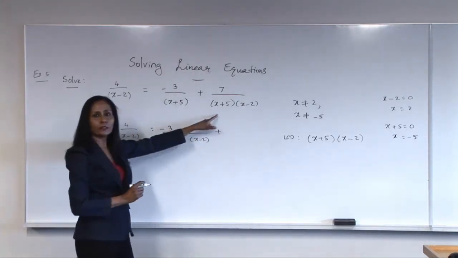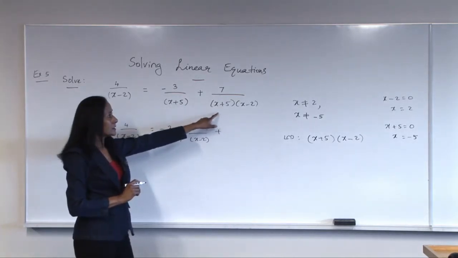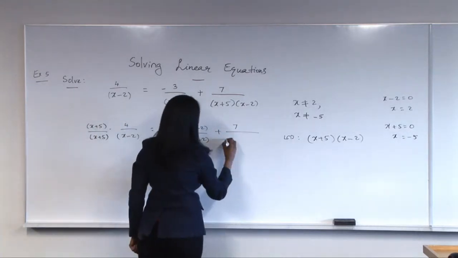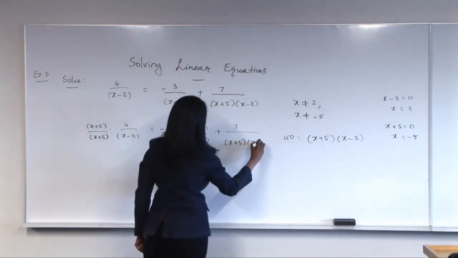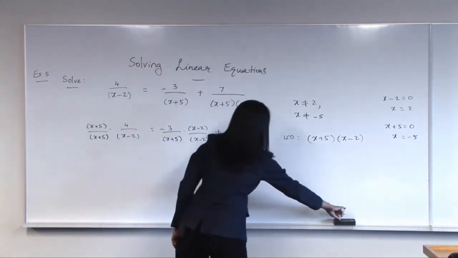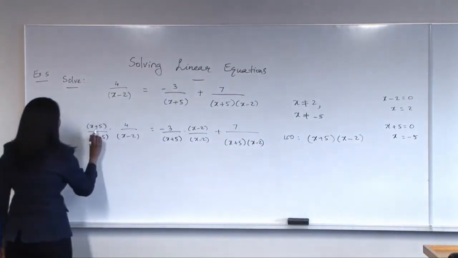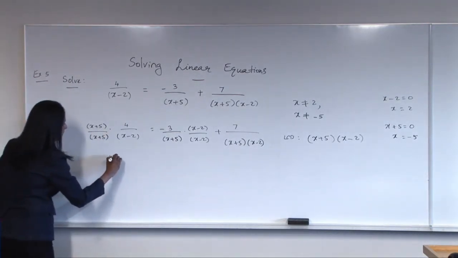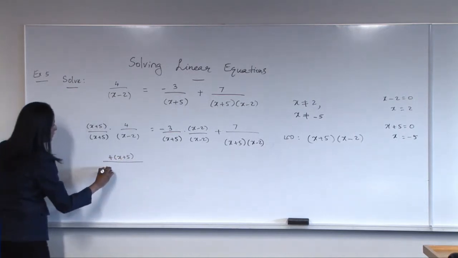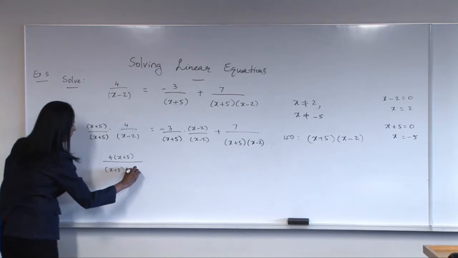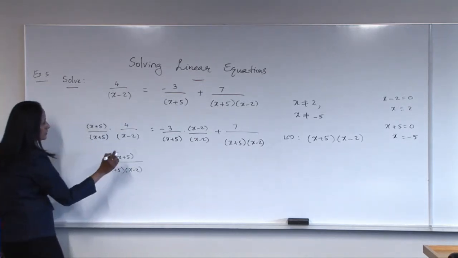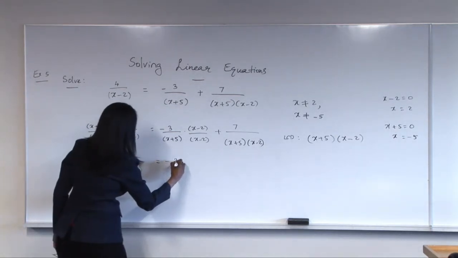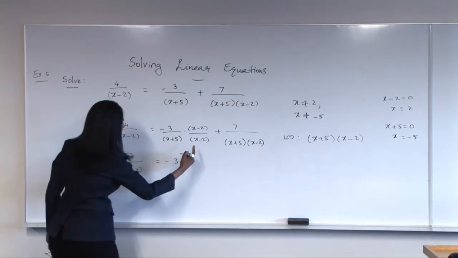Here, do we have to do anything here? Multiply and divide by any expression here? No, because we already have x plus 5 times x minus 2. We don't need to do anything here. So now I'm going to write, this is 4 times x plus 5. So let me write this here. See, multiply across. Whenever you multiply rational expressions, multiply across. Here again, I'm doing the same. This times this over this times this.